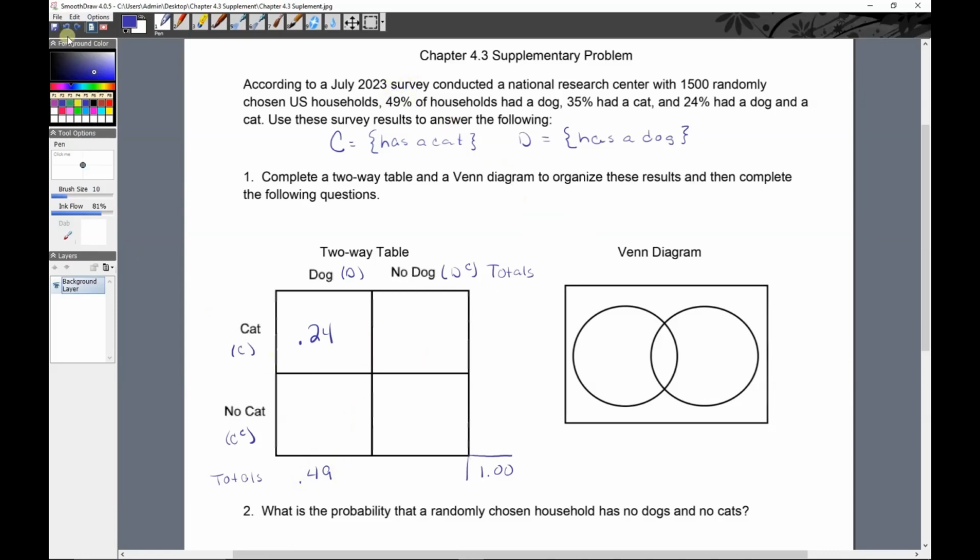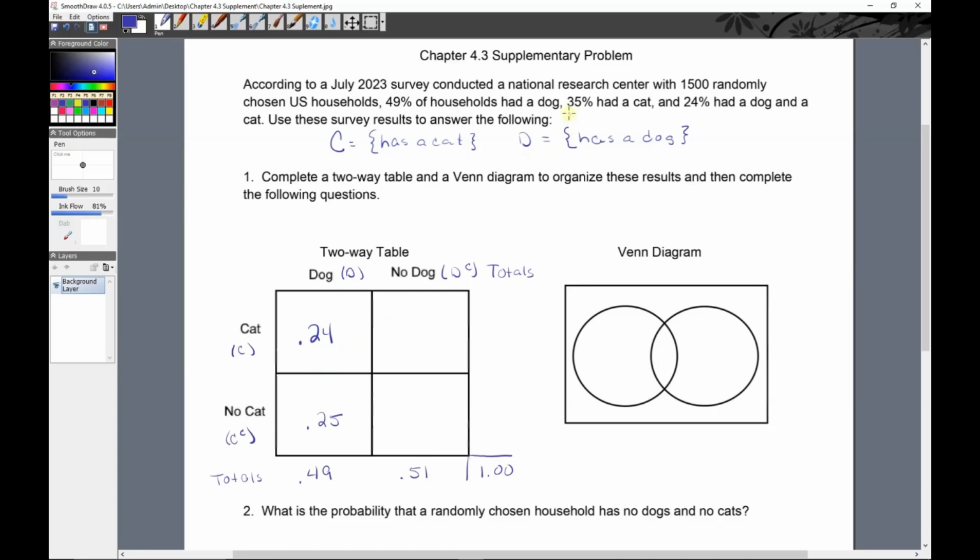And since we know that there are two ways to own a dog, either with a cat or without a cat, or means plus. So this plus whatever this joint probability is, a dog and no cat, should add up to 0.49. So this would be 0.25. Also, the probability of owning a dog is 0.49. That means the probability of not owning a dog is 0.51. It has to be, because that would be its own little sample space, and that would then have to add up to 1.